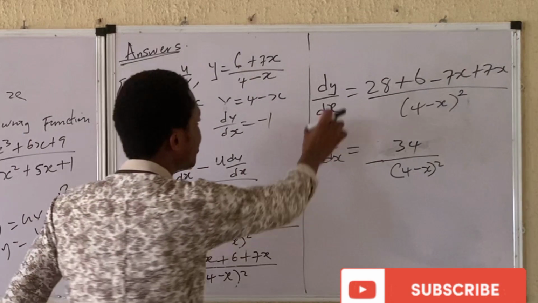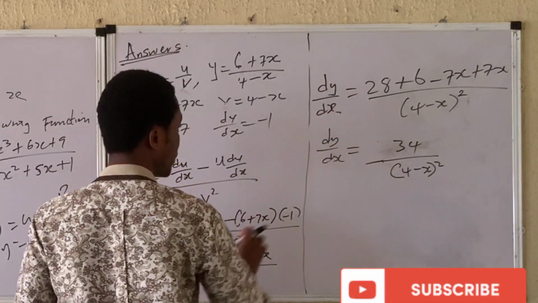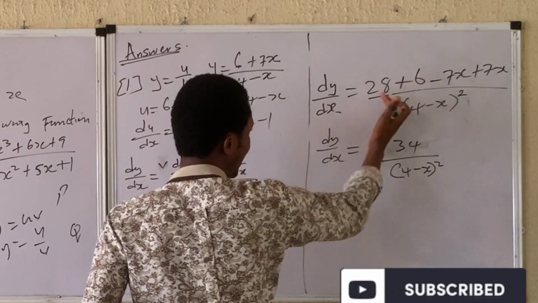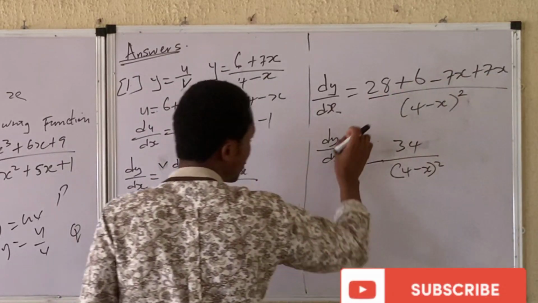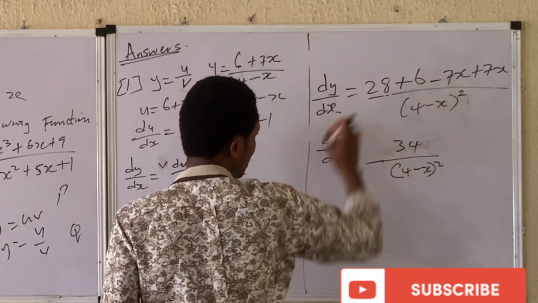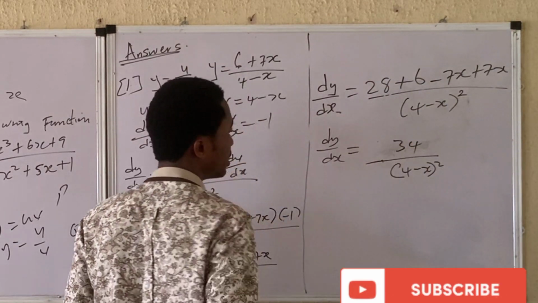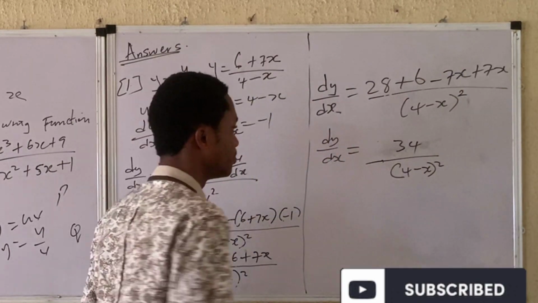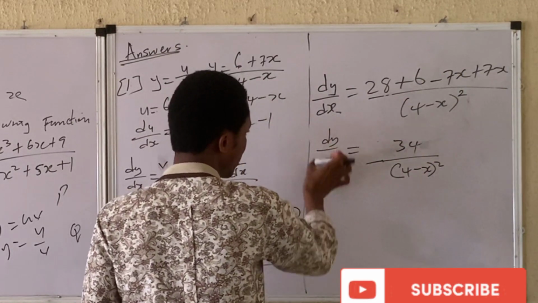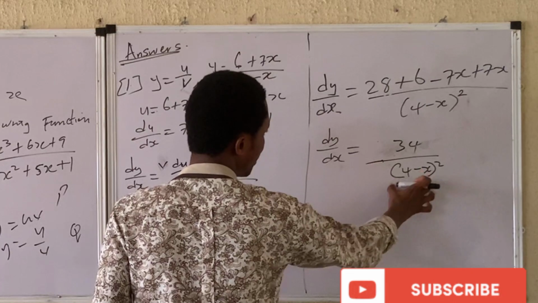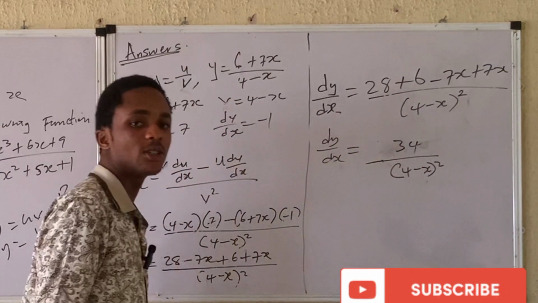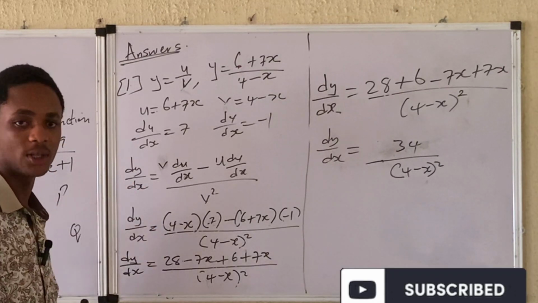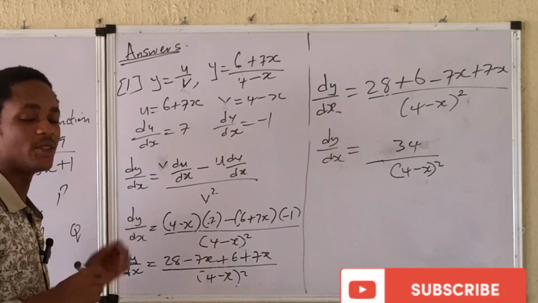Now, dy/dx equals, here we collect like terms. This one and this one, they are alike, right? So now 28 plus 6 will give you 34, and minus 7x plus 7x will give you 0. That is how we got our 34 here. Now dy/dx equals 34 all over the denominator. I told you before, when dealing with a quotient function, we don't expand the denominator. We leave it like that. We only pay attention to the numerator.